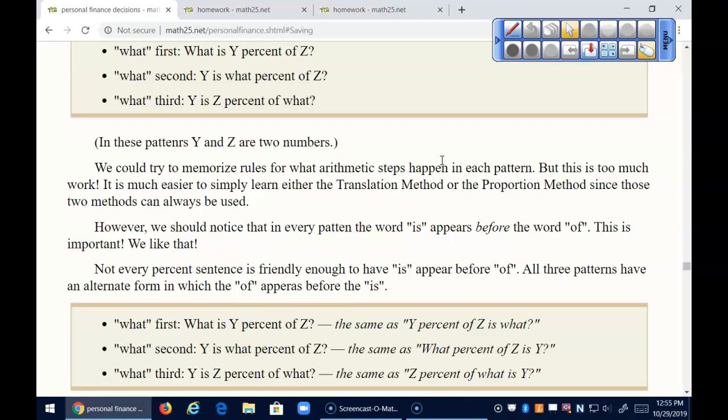So the reason that these tools work, the translate and the proportion, is that even if someone writes it in the funky arrangement, everything will still work. You can still say what comes after the of, put it there on the proportion, or translate things just below where they are.